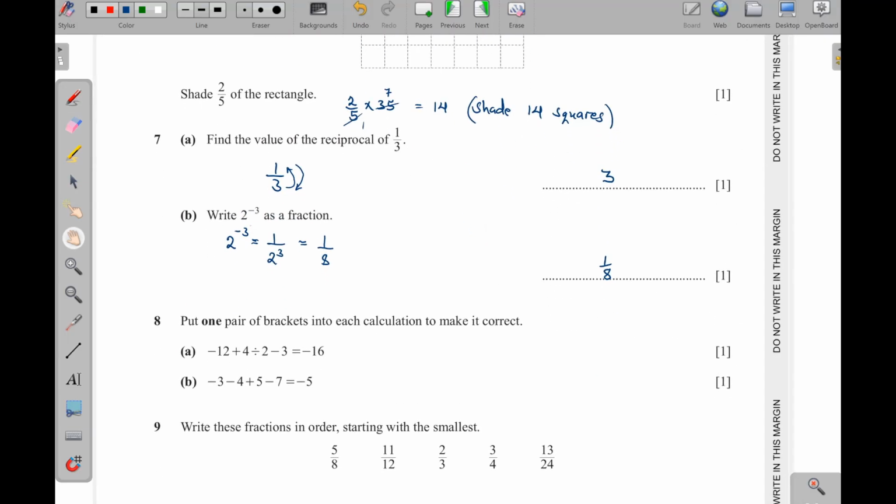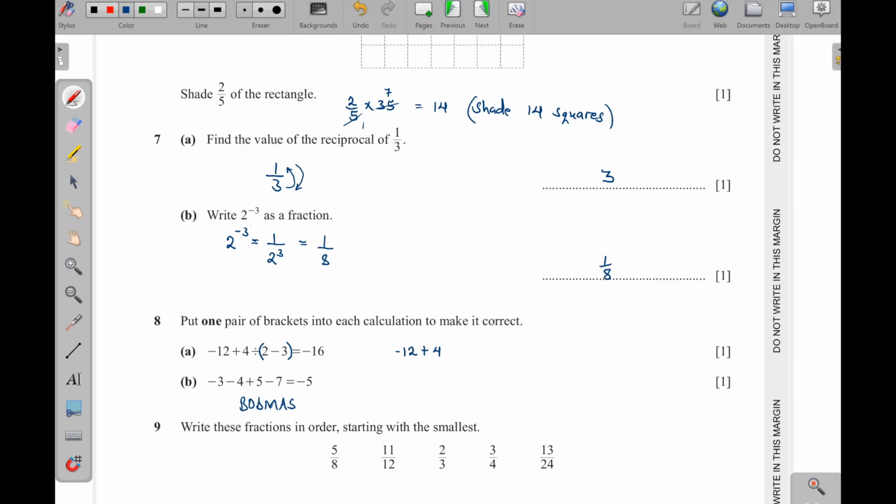And then question 8, put one pair of brackets into each calculation to make it correct. So this is negative what? 16. And to get that negative 16, if it's a pair of brackets, I can put it here. I can even enclose 3 numbers, you know. Okay. Now, suppose I begin from, let's say, this side, and I say like this. This implies that I'm going to have 12, then plus 4. And remember, when we are doing this, we are using what? BODMAS. Okay.